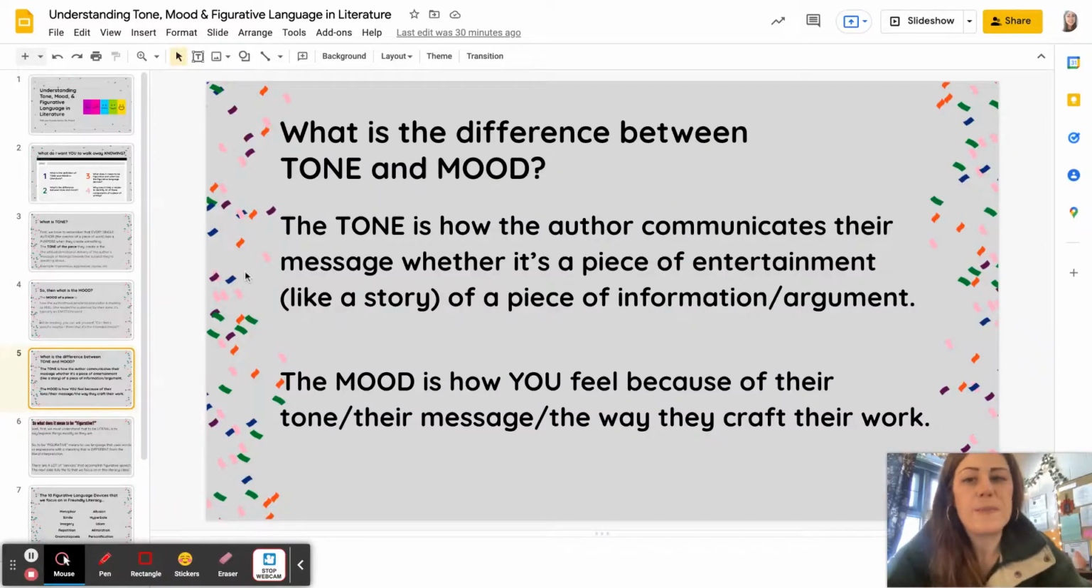To remember what the difference between tone and mood is, the tone is how the author communicates their message, whether it's a piece of entertainment like a story, or it's more of a piece of information or an argument like a persuasive piece. And the mood is how you feel because of their tone, their message, the way that they've decided to craft their work.